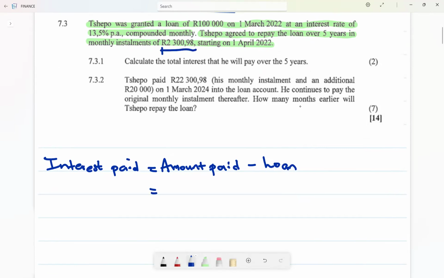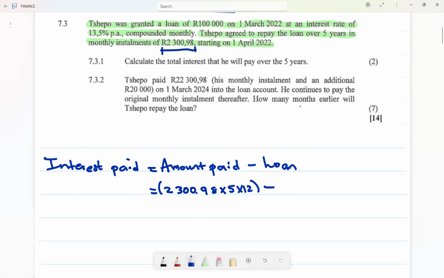Tshepo is gonna pay this much, okay? Tshepo is gonna pay 2,300.98 for how many years? For 5 years. He's gonna pay this amount for 5 years, each and every month. So in a year, he's gonna pay this amount 12 months in a year, because now it is computed monthly. So for 5 years, he's gonna be doing this 12 times in each year.